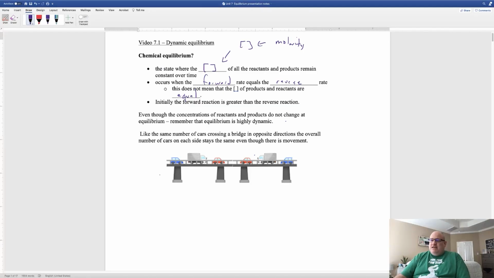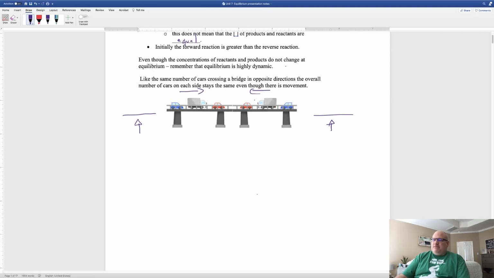And the idea is this. Take a look at our diagram here. Let's pretend you have a parking lot over on this side and you have a parking lot over on this side, and you have a certain number of cars here and a certain number of cars here that are allowed to be. The forward rate and the reverse rate are the same, and that keeps the number of cars in each parking lot the same, even though there are cars traveling on either side. Let me use a better example here.